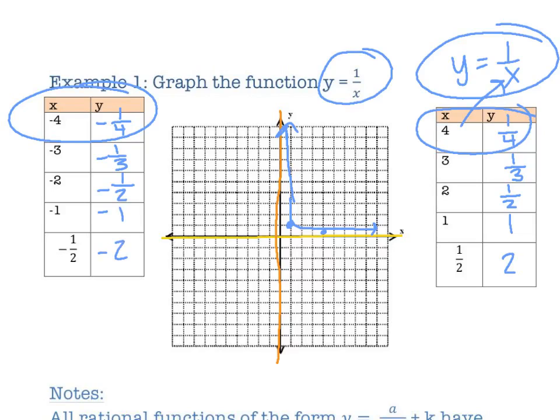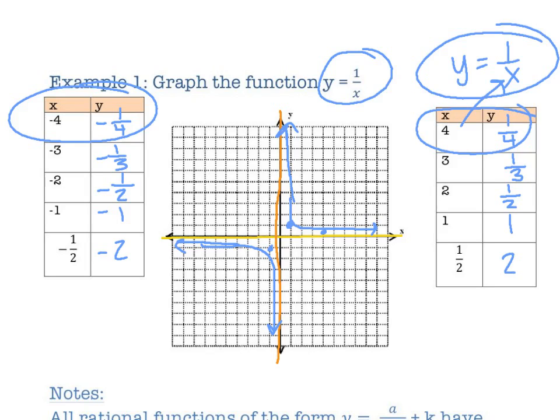And now I want to plot these points. So negative 1, 2, 3, 4, negative 1/4, 1/3, negative 1/2, negative 1, and negative 1/2, comma 2. And same thing, I want to connect these points so that they approach my vertical and horizontal asymptote. And there's my graph of the function y equals 1 over x.